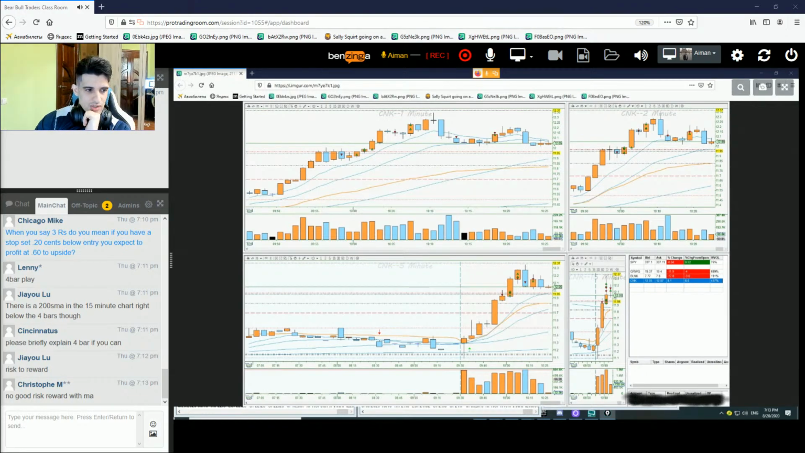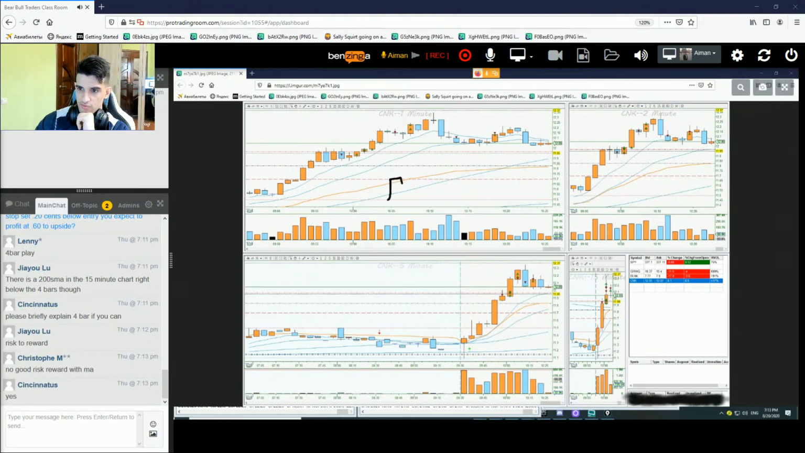Now, let's go to the 4-bar play. What's the 4-bar play? It's just simple. It's 4 bars which are trading in the same range, okay? And that's important, the same range. It's not always picture clear.